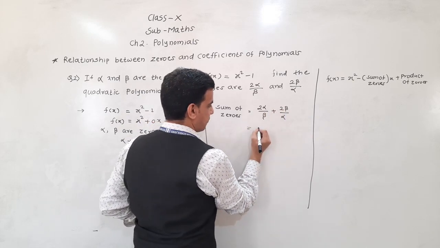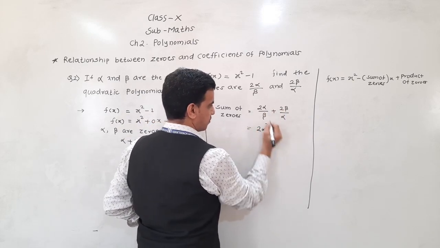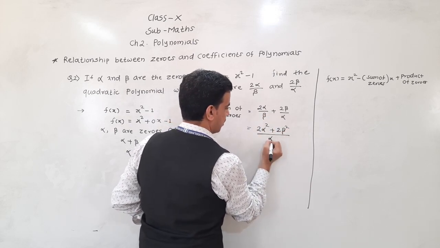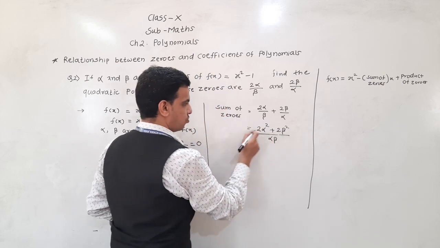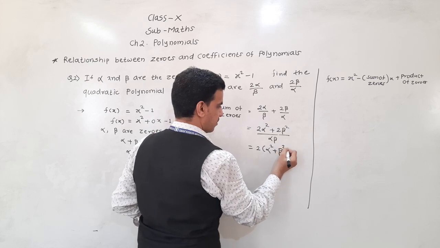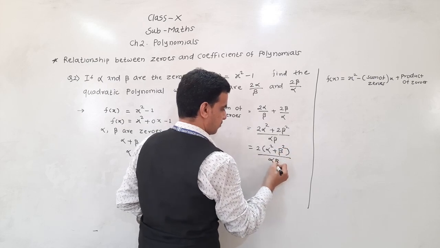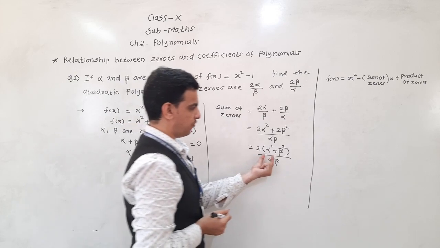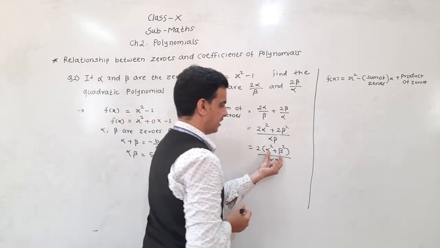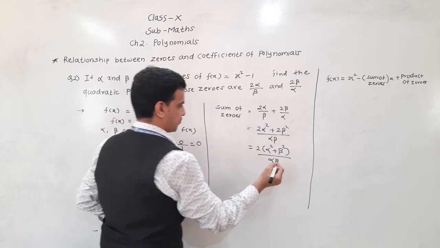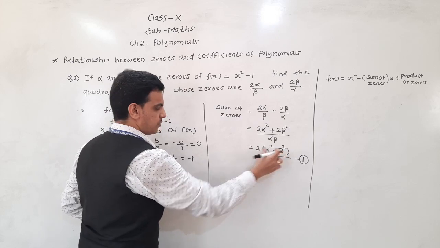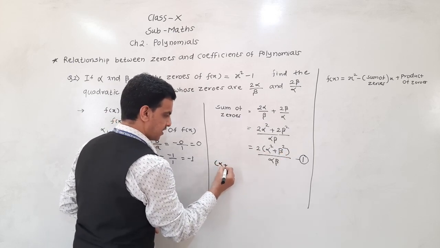If we cross multiply, we get 2 alpha square plus 2 beta square divided by alpha beta. So we take 2 common, that is 2 into alpha square plus beta square upon alpha beta. Now we don't have the value of alpha square plus beta square, so again we have to use an identity, that is alpha plus beta bracket square. So first you have to find the value of alpha square plus beta square by using this identity.